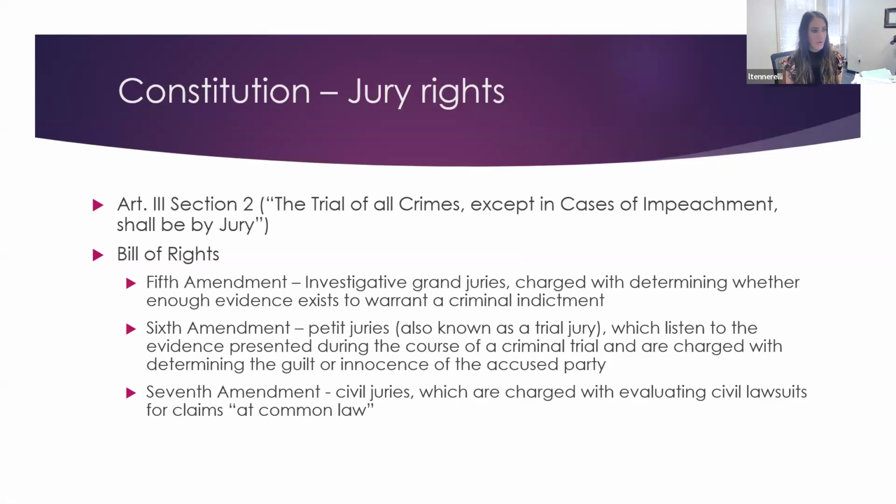Okay, so it comes up in Article 3, and it comes up in the Bill of Rights. So it comes up in the Fifth Amendment, talking about grand juries, the Sixth Amendment, talking about juries in criminal trials, and what's relevant for our purposes, the Seventh Amendment, which talks about trial by jury in civil cases. So the Seventh Amendment preserves the right to trial by jury in cases at common law.